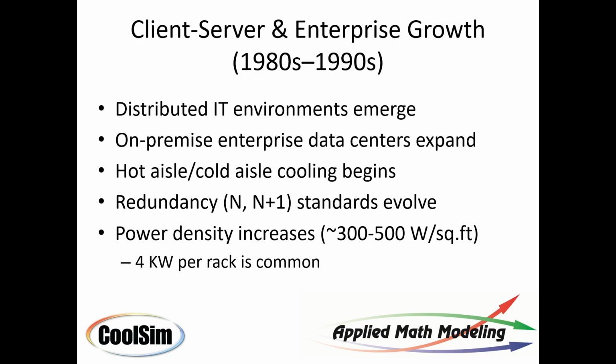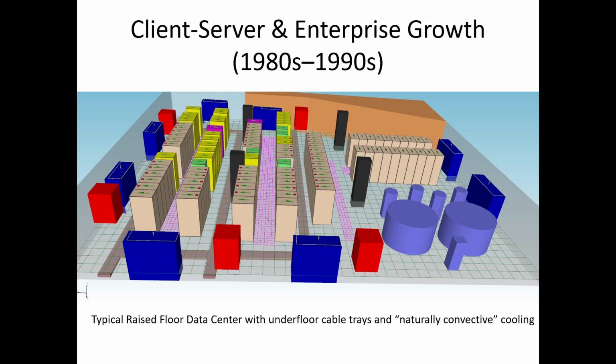During this period, we saw rack density. A rack is an IT rack, so we saw densities typically in the 4 kilowatt, 5 kilowatt range as normal. This is an example of one. This is an older IBM data center that we use for demonstration in CoolSim. This is an image from CoolSim.